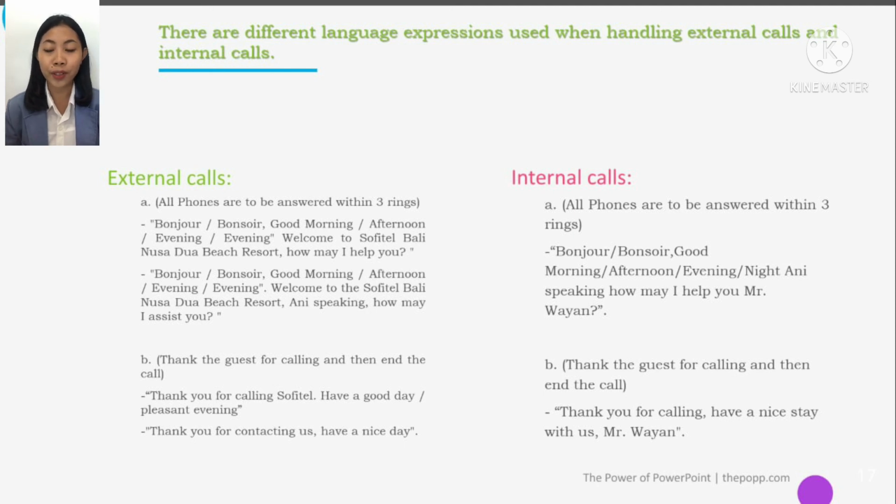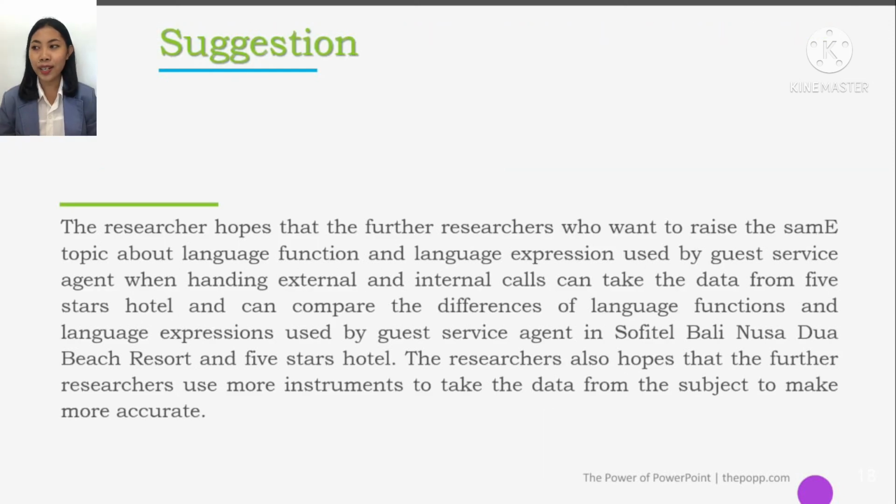And then for thanking the guest for calling, we can use the language expression by saying, thank you for calling Sofitel, have a good day or have a pleasant evening. And the second one is, thank you for contacting us, have a nice day. And for the internal calls, while all phones are also to be answered within 3 rings, the language expression used is, Bonjour, selamat pagi, Ani speaking, how may I help you, Mr. Ryan? And for the first, thanking the guest for calling and then ending the call, we can use the language expression by saying, thank you for calling, have a nice day with us, Mr. Ryan.